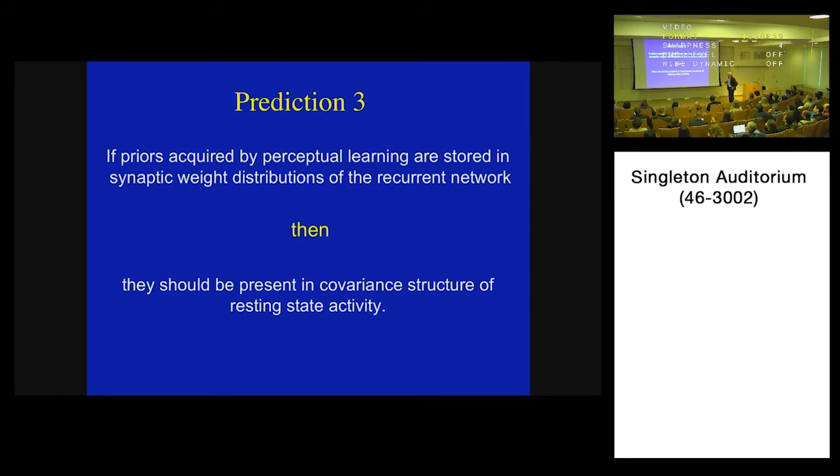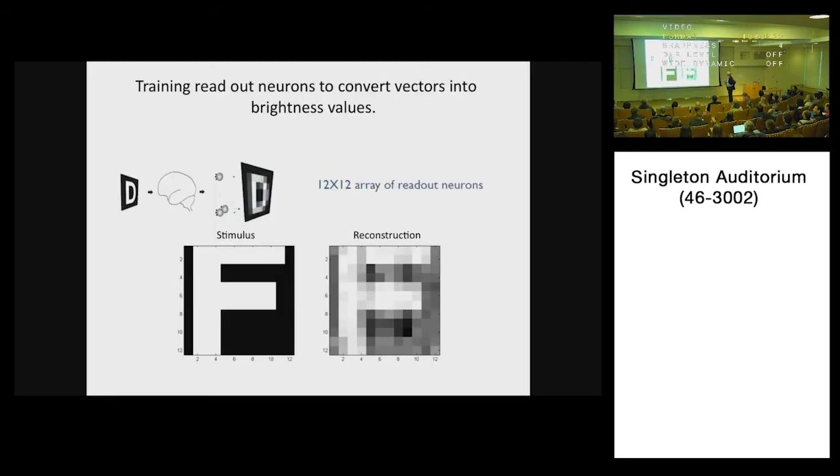Another prediction is that if indeed priors are acquired by perceptual learning in this non-supervised way and are stored in the synaptic weight distributions of the recurrent network, then they should be present in the covariance structure of resting activity. They should somehow show up. And the question is, can one retrieve them? And the answer is yes, it's possible. In this case, we trained together with Andrea Lazar an array of readout neurons, 12 by 12, this time to reproduce the pixel brightness value of the presented stimuli.